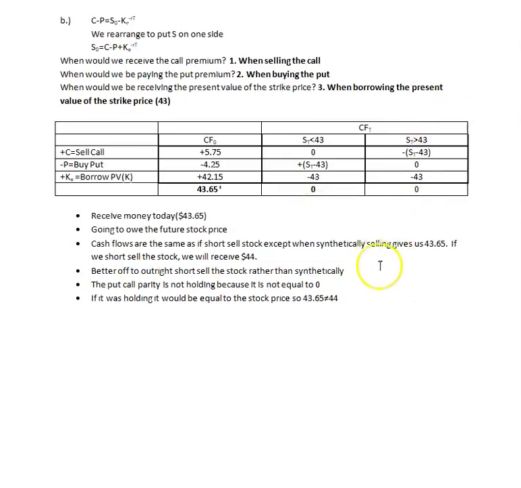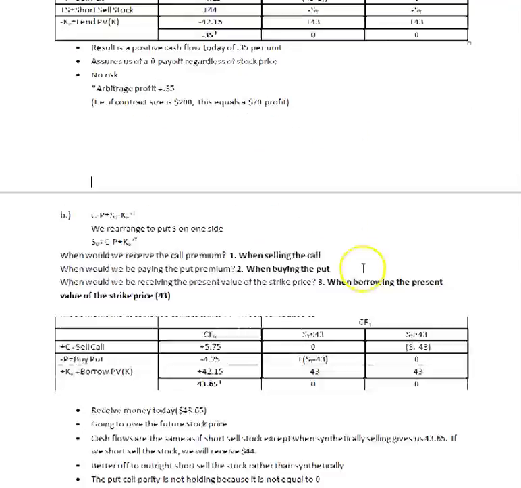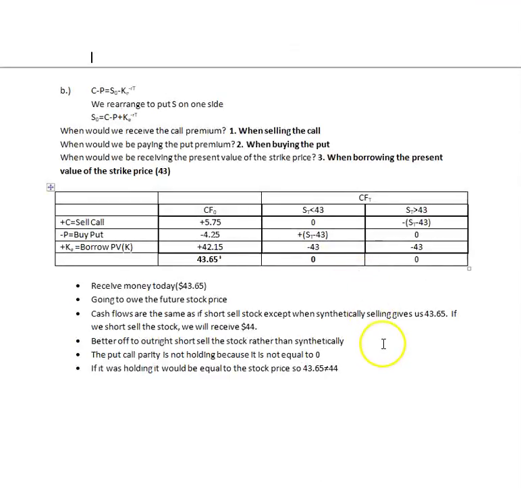So when we are comparing this 43.65 that we are getting to synthetically short sell compared to the 44, which is what we would be receiving if we short sell, we would be better off to short sell than to synthetically short sell, as it is a little bit less.